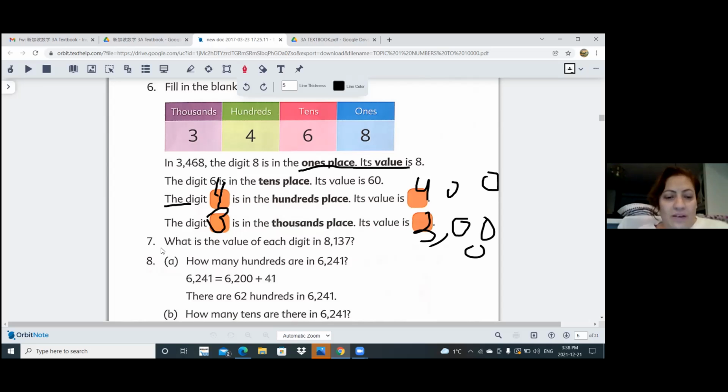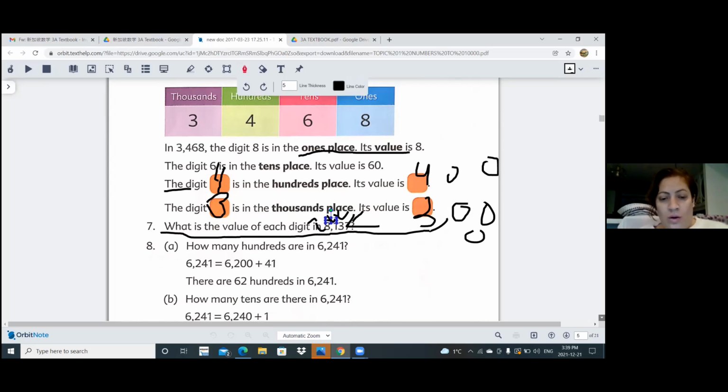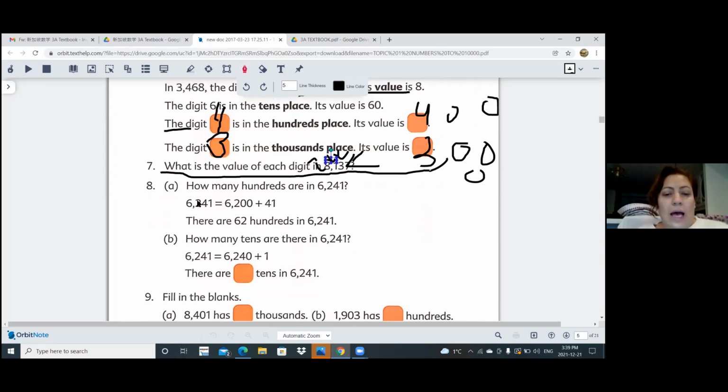All right, let's look at number 7. What is the value of each digit in 8,137? Ready? Michael, what's the value of the 3? The value of the 3 is the tens place. Arthur, what's the value of the 7? The 7 is in the ones place. Michael, what's the value of the 1? 100. And finally, Arthur, what's the value of the 8? Thousands.